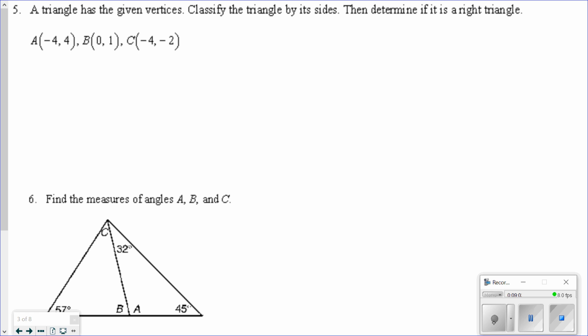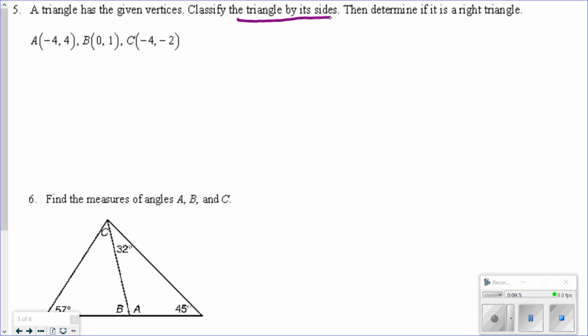Question number 5, a triangle has the given vertices. Classify the triangle by its sides, then determine if the triangle is a right triangle. So for this problem here, I am going to need to find the distance formula because I'm classifying the triangle by its sides. Are the side lengths all congruent, which means they'd be equilateral? Are the side lengths all different, which means it would be scalene? Or are two of the sides congruent, meaning it would be isosceles?